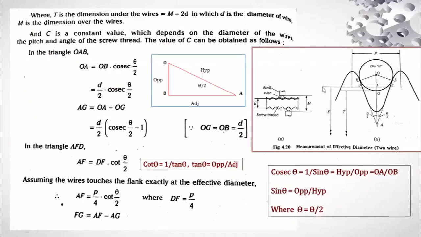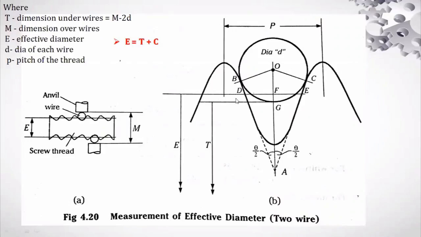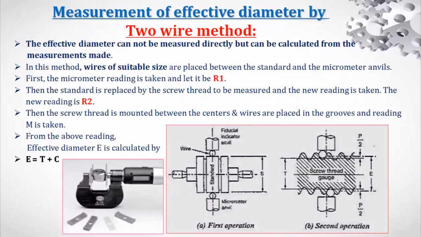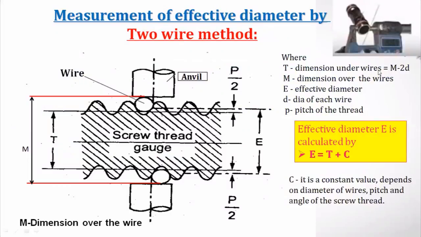See, this is the image. All of you can see the screen, right? This image, the same thing I have taken, right? Because it is for reference. To get the equation, you can read the sentence here. T is the dimension under the wires, which is represented by M minus 2 times the diameter, like I showed in the previous one. Here, T means dimension under wires, M minus 2 times the diameter.